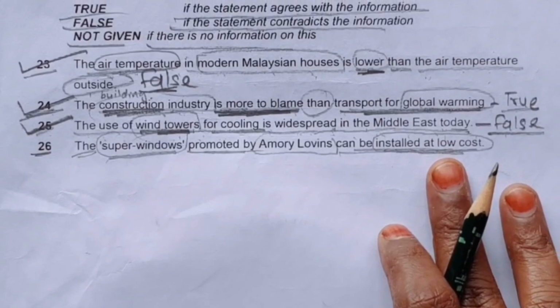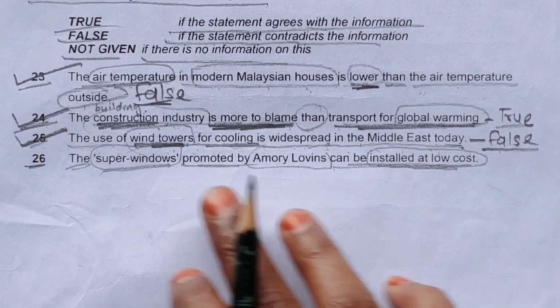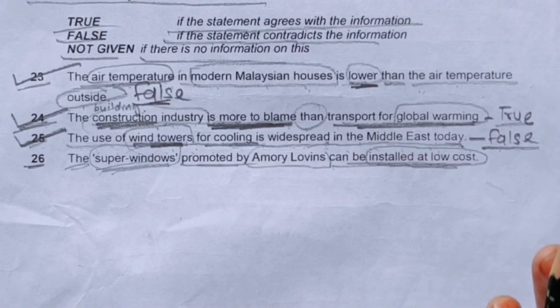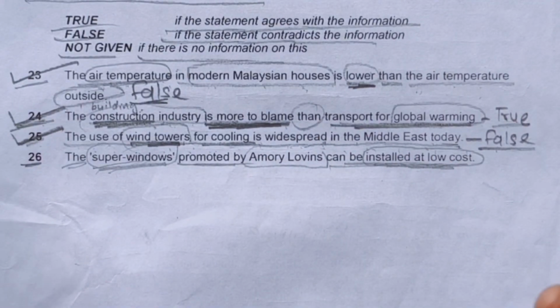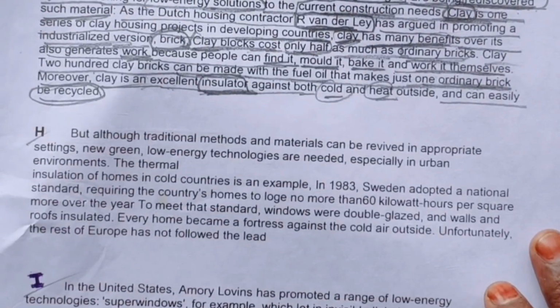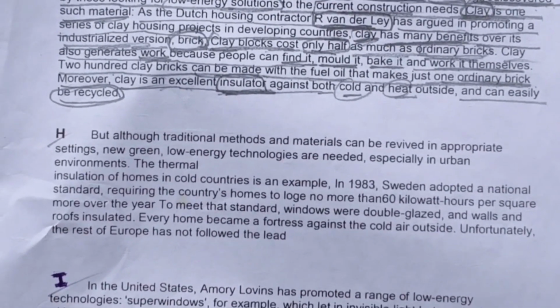Let's see another question type, whether we are getting our answer or not. So here they are talking about the super windows. These super windows we have not seen yet. Okay, so we will move forward towards another paragraph, that is H paragraph. So now let's quickly read our H paragraph.